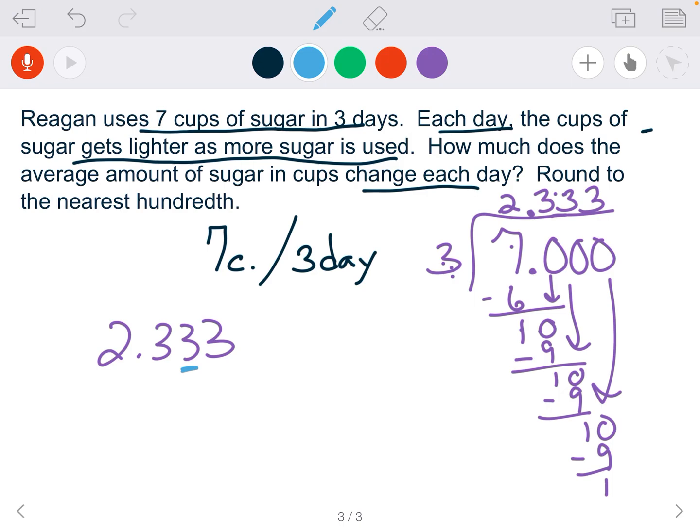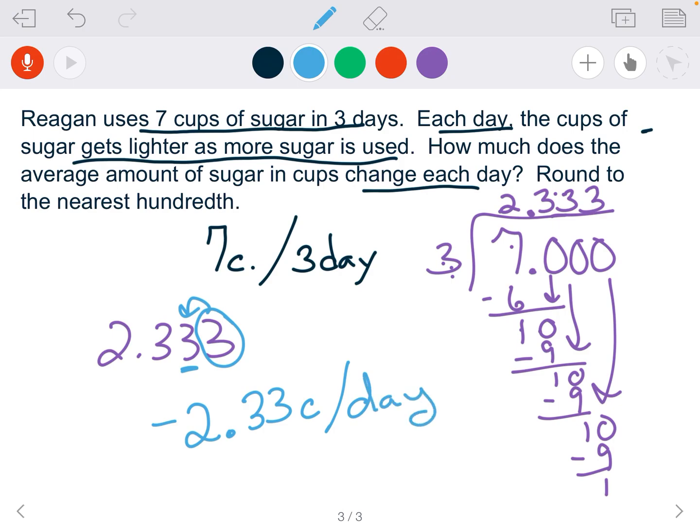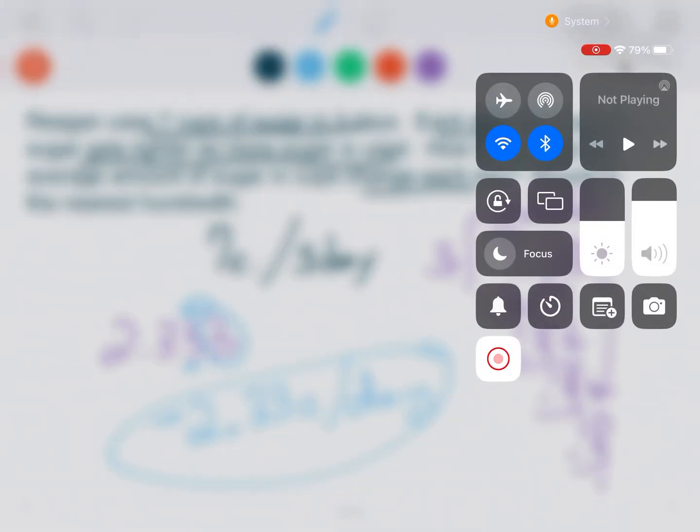Because I've got 2.333, I'm rounding to the nearest hundredth place. So the 3 is not greater than 5. That means I'm going to go ahead and leave that 3. So it's a negative 2.33 cups per day. If it's getting lighter, it's going to be negative. So I just added the negative there. Hope this helps.